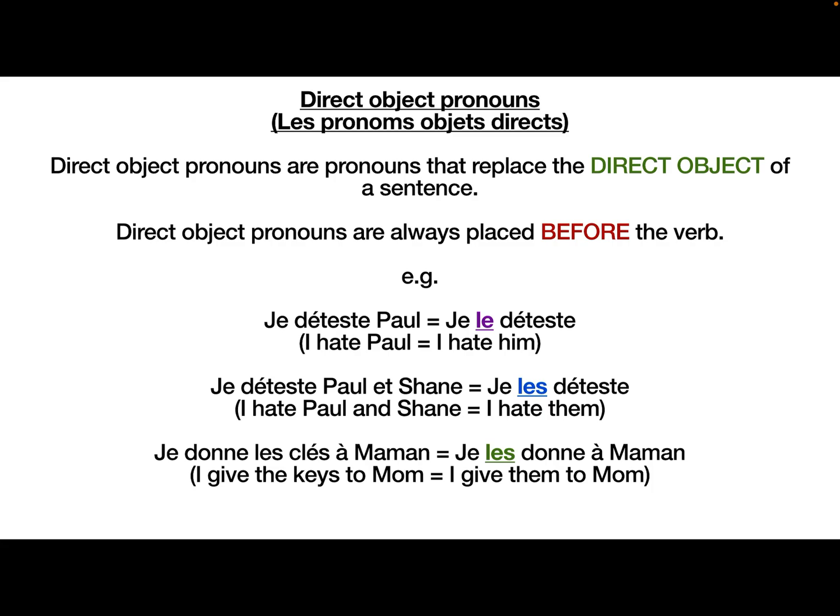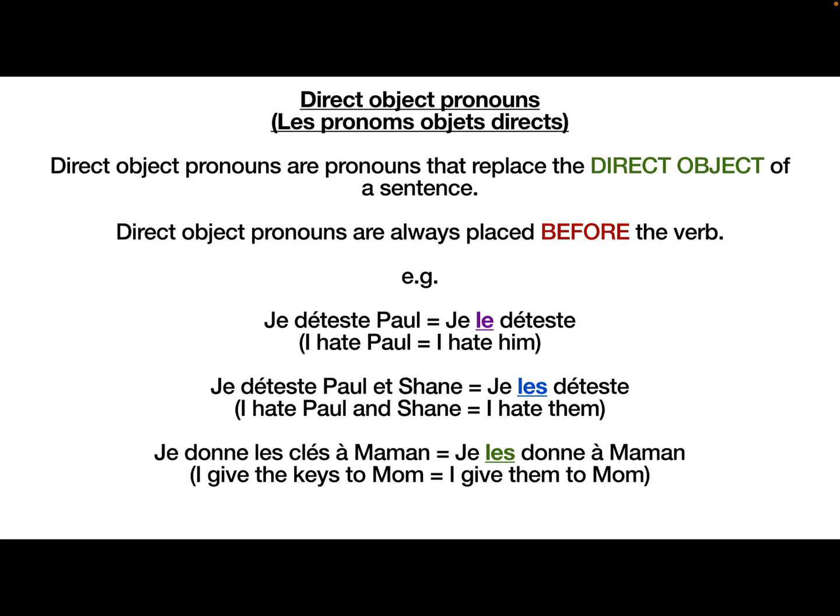Listen to the sentence again. I hate Paul. What is your sentence? Who is the direct object of that sentence? Who is it about? What's the main topic of that sentence? Your direct object. I hate Paul. I hate him. Let's look at the second example.